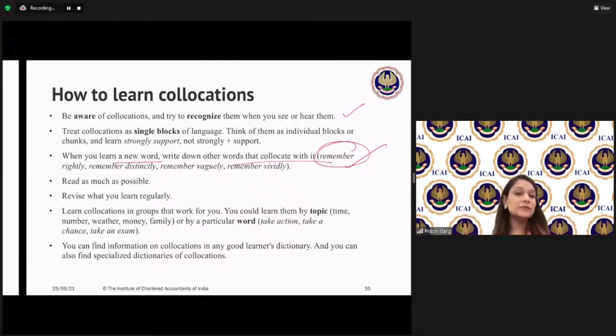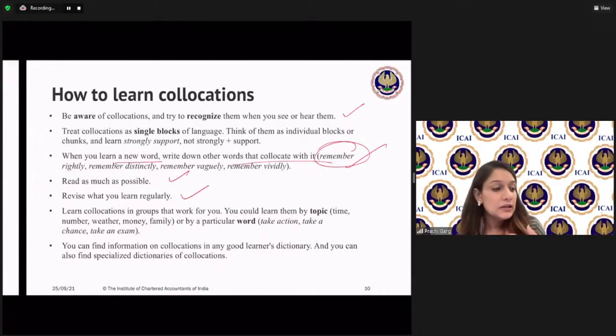Read as much as possible, and revise what you learn regularly. Needless to say, I've been repeating this again and again. Learn collocations in groups that work for you. You could learn them by topic, time, number, weather, money, family, or by a particular word. Take action, take a chance, take an exam.